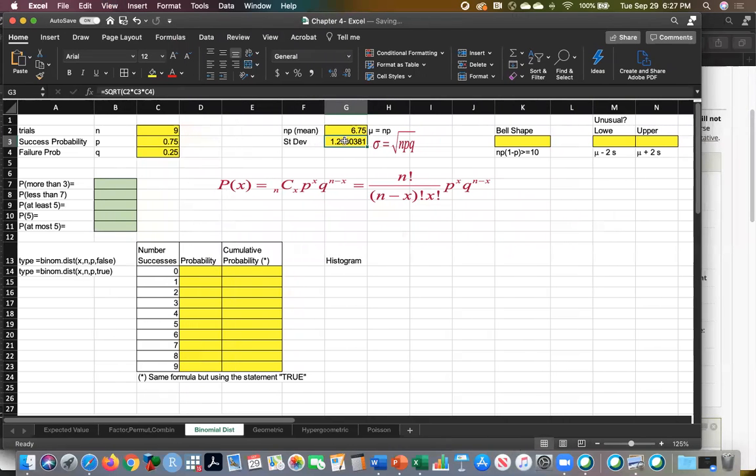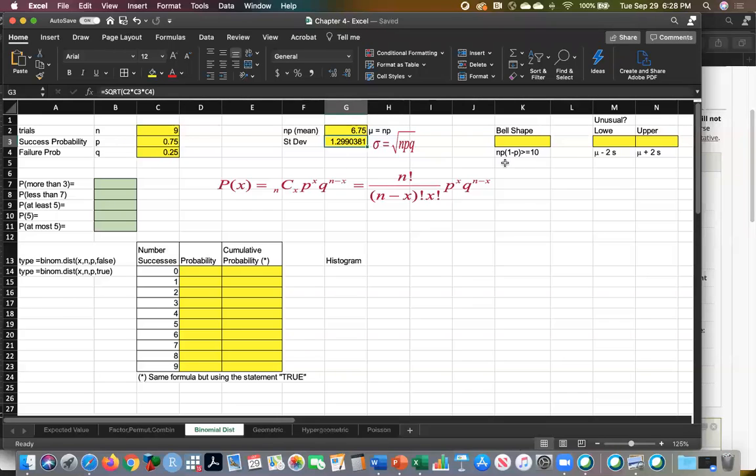So far I haven't answered any question. What I'm doing is looking at my data. I have nine surgeries. The probability of success in a surgery is 0.75. The probability of failure is 0.25. So what is the mean value of this? Well, it's going to be 6.75. And the standard deviation is going to be 1.3, more or less.